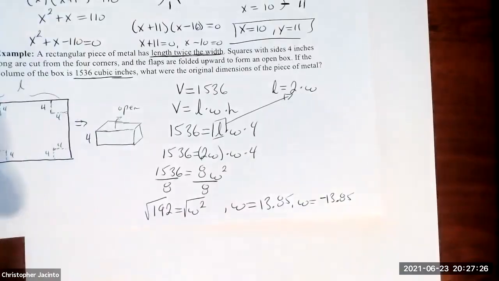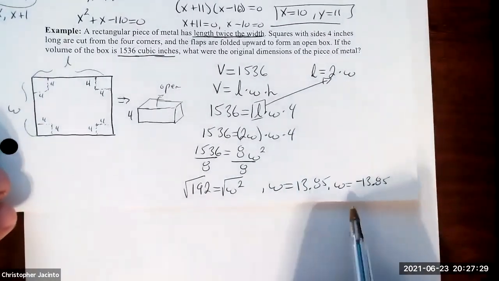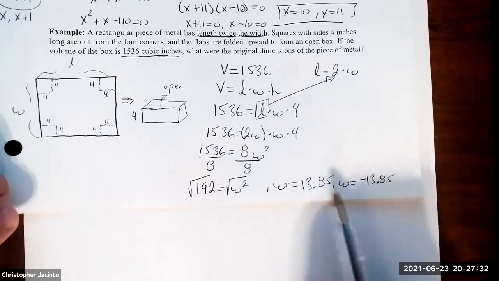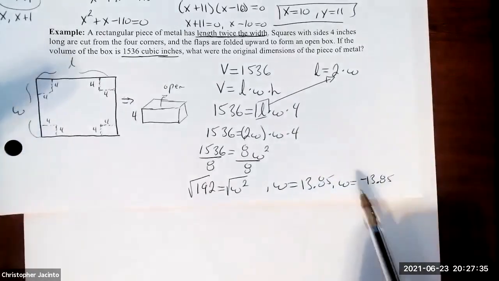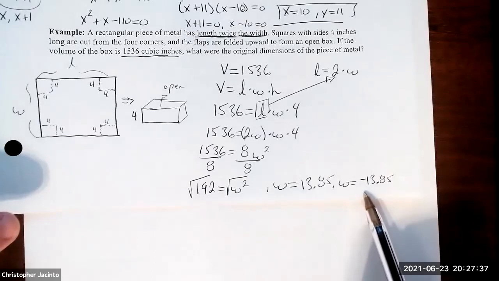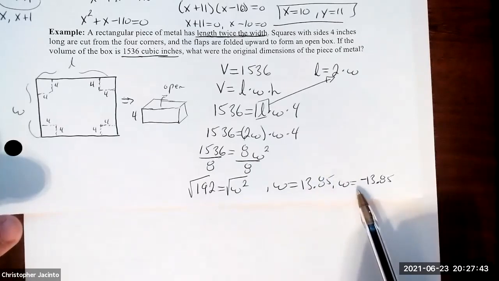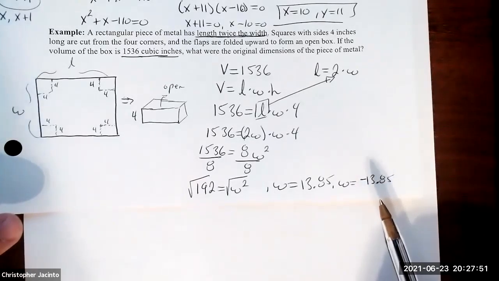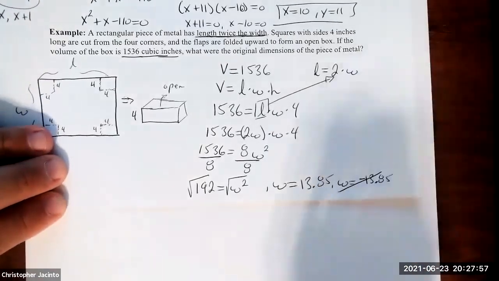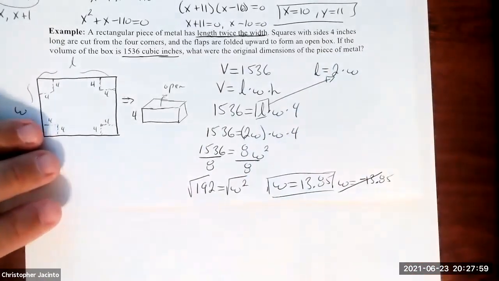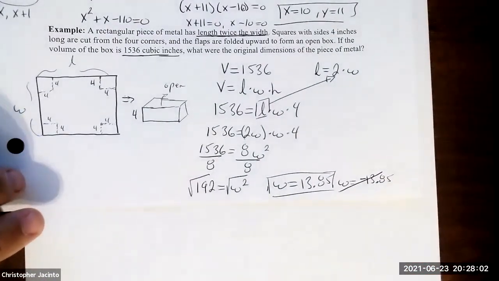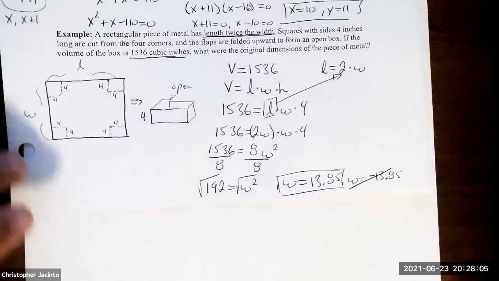So pop quiz. I know we have 2 answers, but which one can we cross out automatically? Because remember, we're looking at real world applications. Can we have a paper with a width of negative 13.85? No. Good. Looks like you're the only one here today, I guess. All right. So our width is 13.85. Now we're actually almost done, believe it or not.